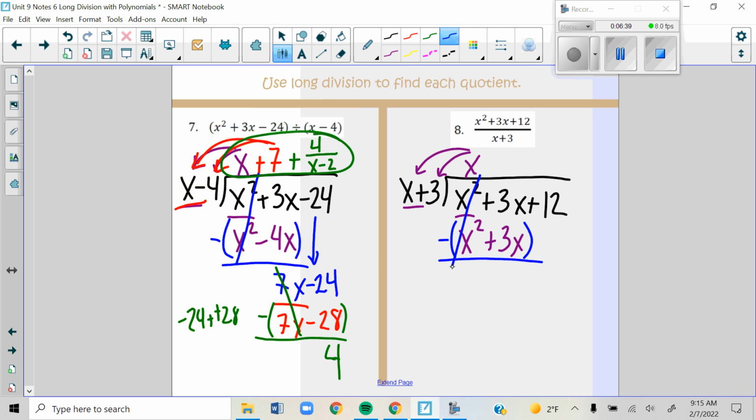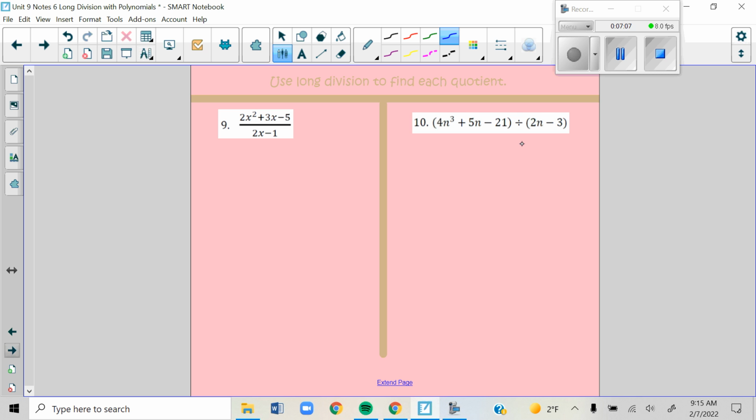So my x squareds cancel, and then I have 3x minus 3. Ooh, 3x minus 3x, those cancel too. So now I just have a 12 down here. And so actually that 12 is our remainder because that's a 0 and this is a 0. So we put plus 12 over x plus 3. And there's our solution. I highly suggest you pause and rewind if you have questions or concerns on either of those. All right, last two problems here.